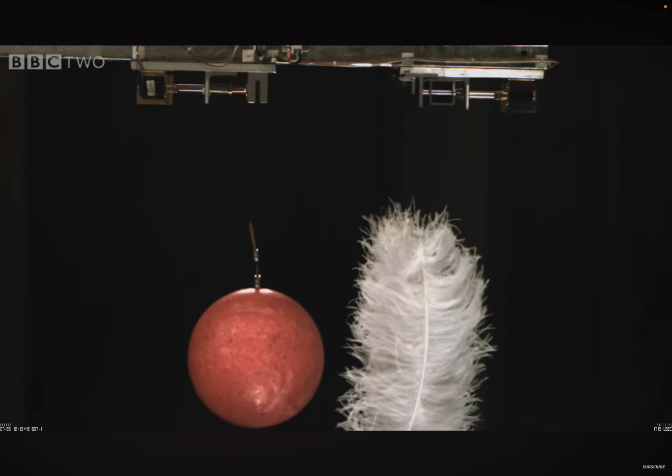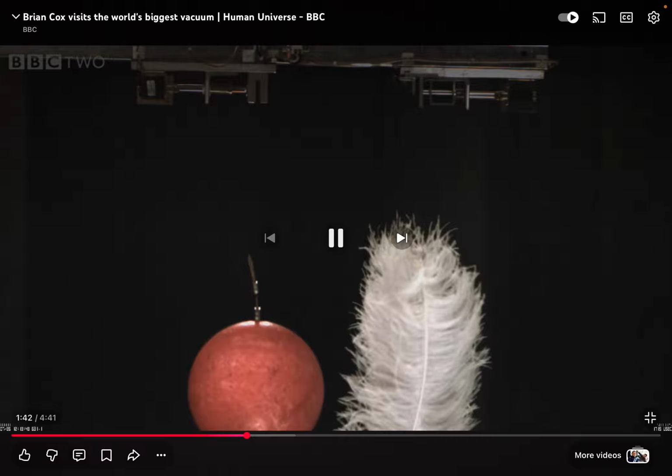But the mass is so great on the bowling ball that it has a greater ratio of mass to surface area, and so it overcomes that air resistance. So when air resistance does matter, not inside of a vacuum, mass does matter when it comes to the acceleration of the object.